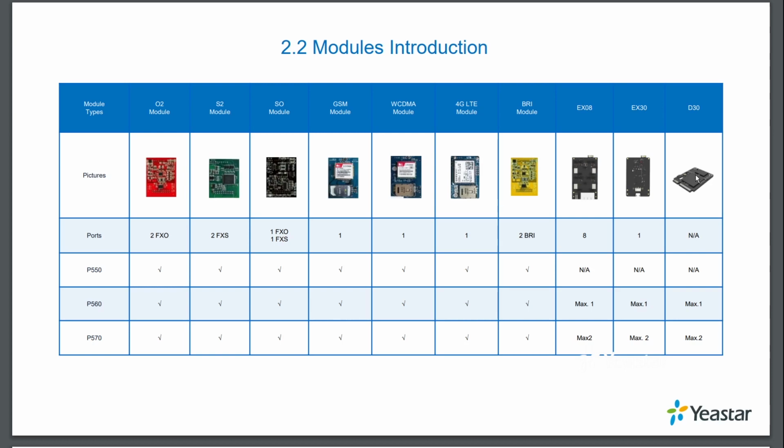This one, like I said, just gives you more users and more concurrent calls. Every single unit of the D30 module gives you 100 users and 30 concurrent calls additionally. On your P560, you can fix 1 unit. On your P570, you can support 2 units. And on your P550, well, you can't. It doesn't support it.